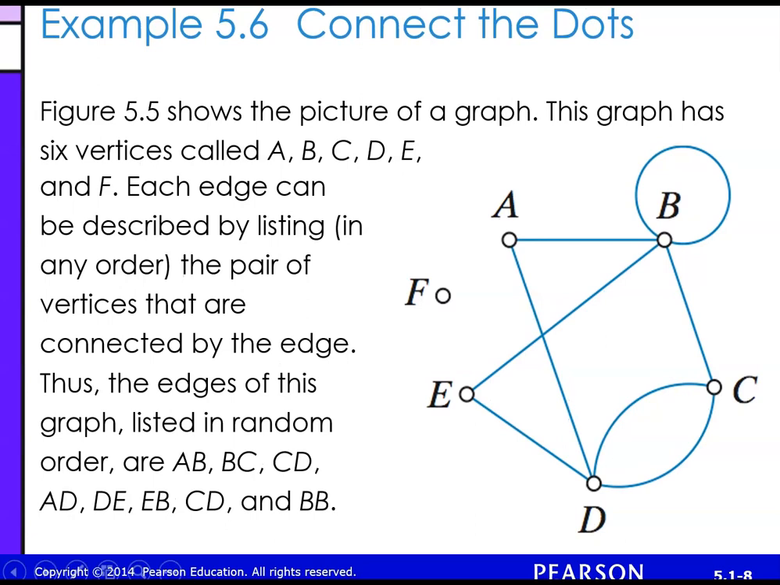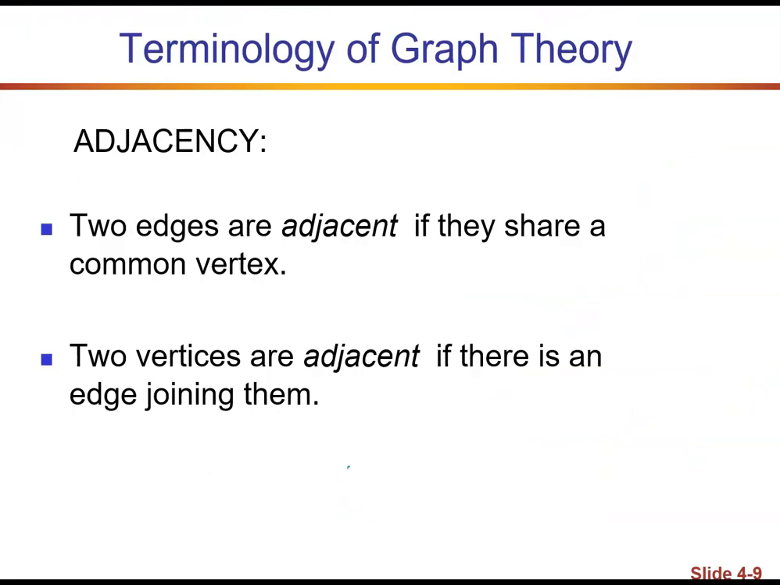Okay, so connect the dots. In this figure, we have 6 vertices, A, B, C, D, E, F. Each edge can be described by listing, in any order, the pair of vertices that are connected. Thus the edges of this graph are listed in random order right down here is what I'm referring to.